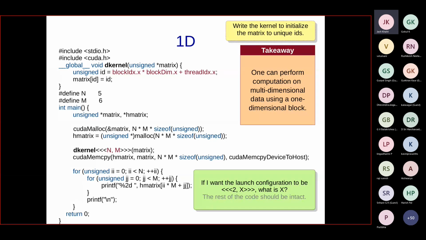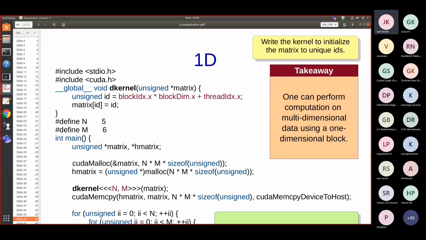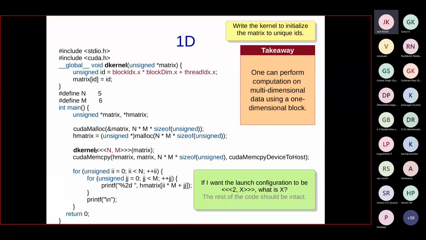A quick question for you: if we want to launch the kernel using 2 comma x, instead of m comma n, what should that x be? This is the last question, and with this we'll end today's lecture. Again, I'll repeat. Everything else is the same and we want the same output for this program, but let's say we replace this m comma n with 2 comma x, where x is some number. Then what should that x number be, such that the output remains the same and the rest of the code is the same?